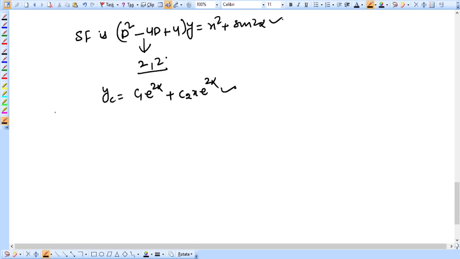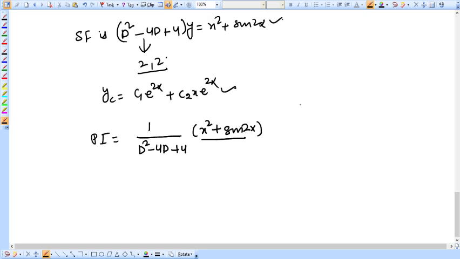Let us come to the particular integral now. Particular integral is equal to 1 over D square minus 4D plus 4 of x square plus sine 2x. So you can take 4 outside, 4 common, and you will have inside 1 plus D square minus 4D divided by 4.